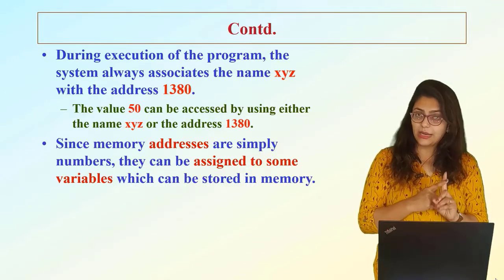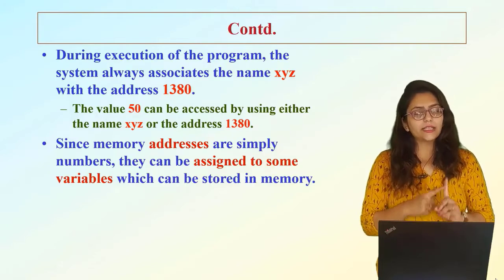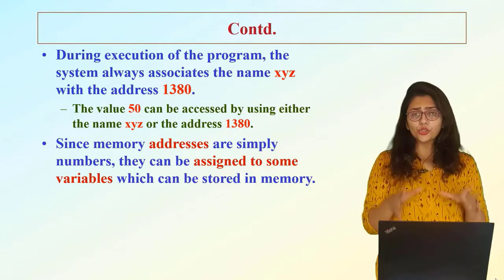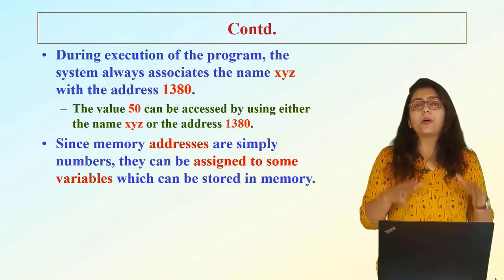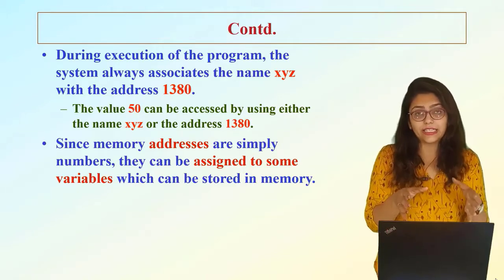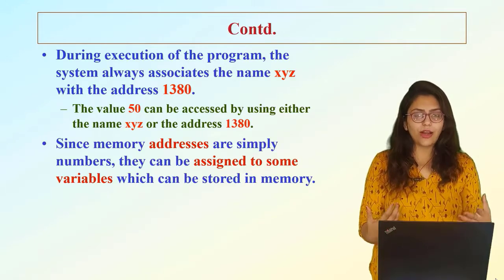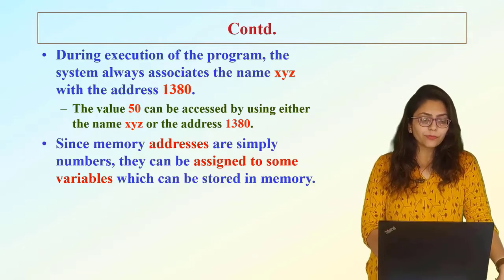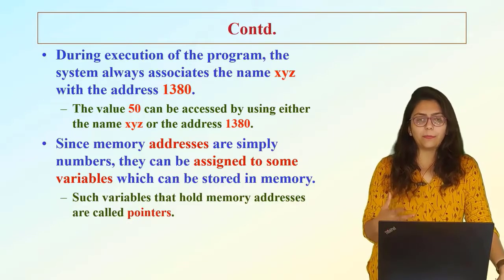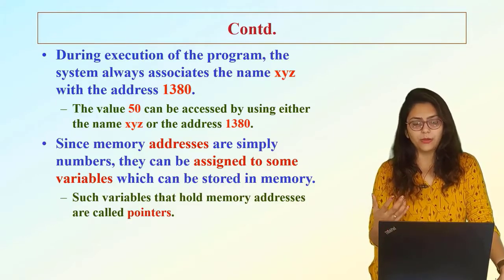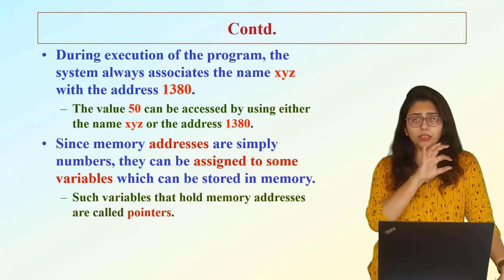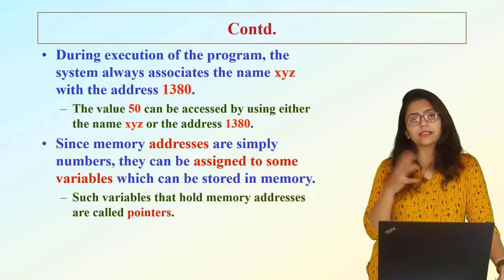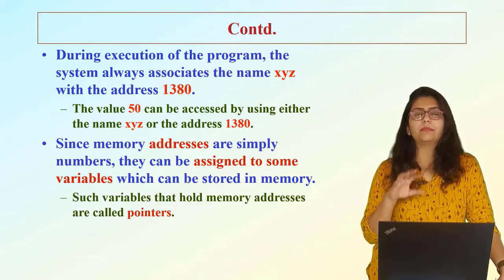Here xyz is the name of the variable and 1380 is the address of the variable. So whenever you are dealing with pointers, you are dealing with this address 1380, right? That kind of address is dealt with by pointers, since memory addresses are simply numbers that can be assigned to some variable. Memory addresses are nothing but long numbers, right? So they can be assigned to variables which can be stored in memory.